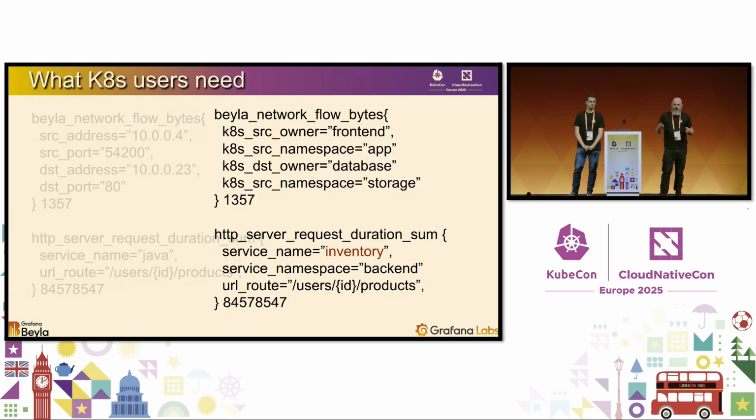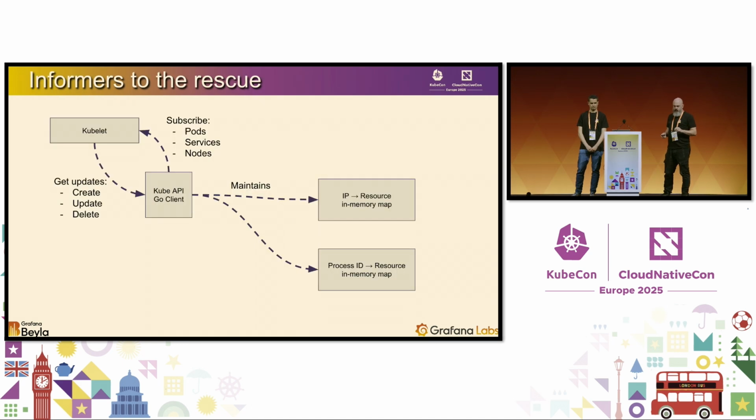What a Kubernetes user needs, in the case of network metrics, is which Kubernetes services are calling which. So, for example, we have a service front end in the namespace app that is calling a database service in the storage namespace. And for the case of application metrics, we want to know that the service that was running in Java was actually the inventory service running in the backend namespace. How do we handle all of this?